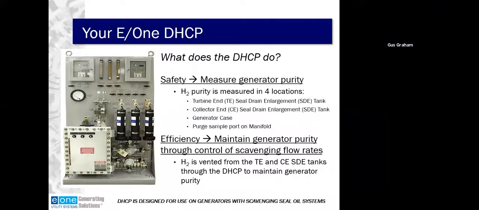The DHCP also plays a role in the efficiency of the generator by maintaining generator purity through the control of the scavenging flow rates. Hydrogen is vented from both the turbine end and collector end seal drain enlargement tanks through control valves located on the DHCP panel, and this maintains the generator purity. It's important to note that the DHCP is specifically designed for use on generators with scavenging seal oil systems, in particular, the larger GE Frame 7 and Frame 9 gensets.